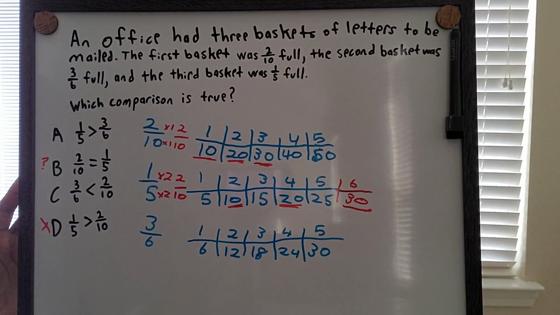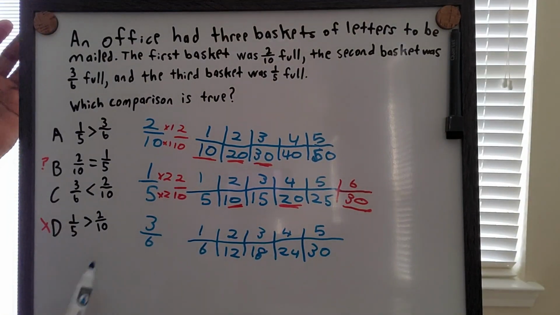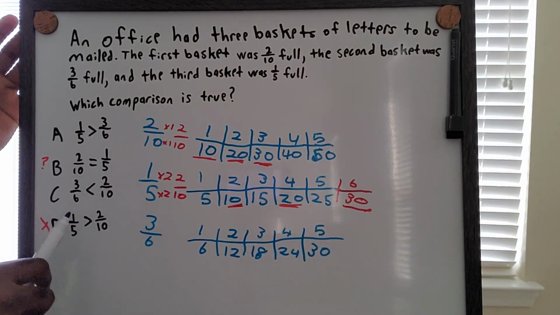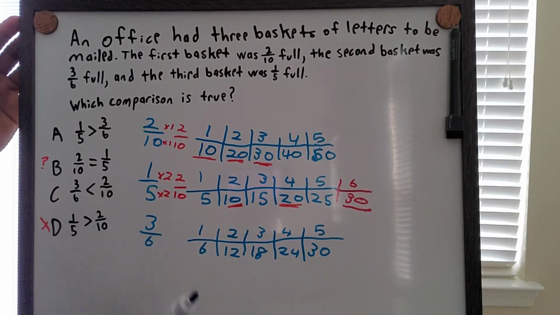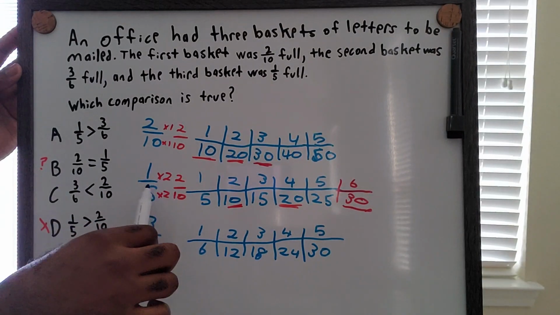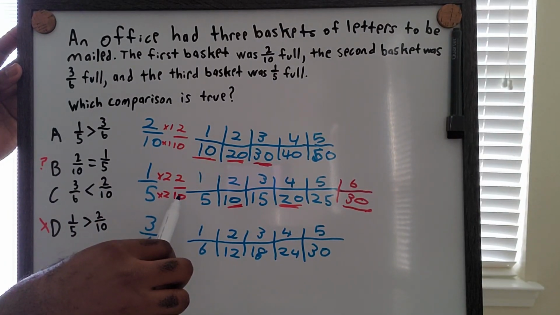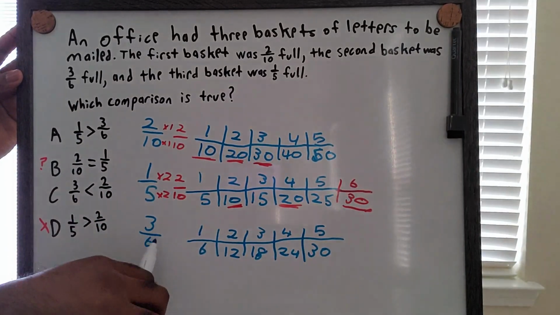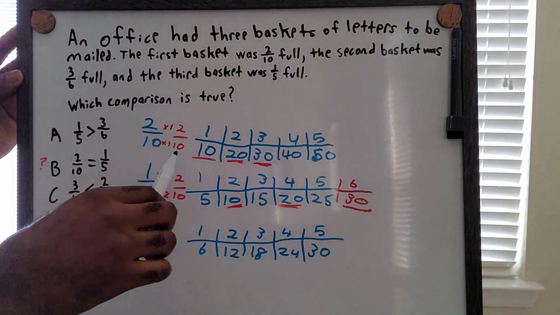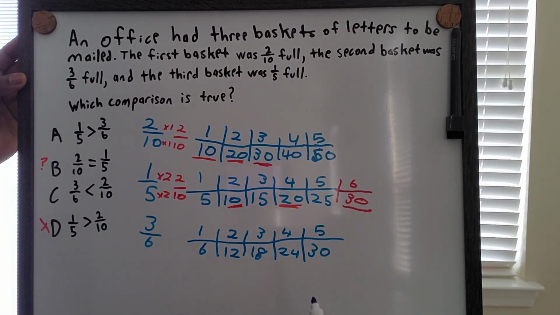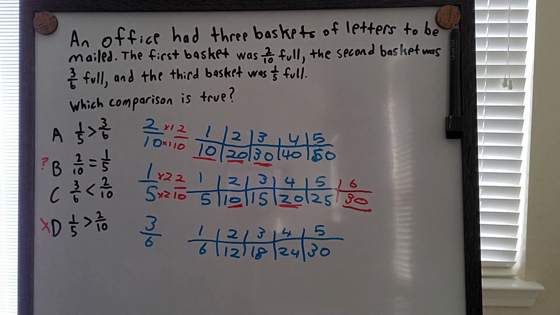Okay, so now I have my first 5 multiples of 6. Now let's see which ones match. So 6 compared with the 5 and 6 compared with the 10. Well, I know that 1/5 equals 2/10. So whichever answer I get, I'll just compare it with 2/10, since I know that 1/5 and 2/10 equal the same. So let's see which matches.